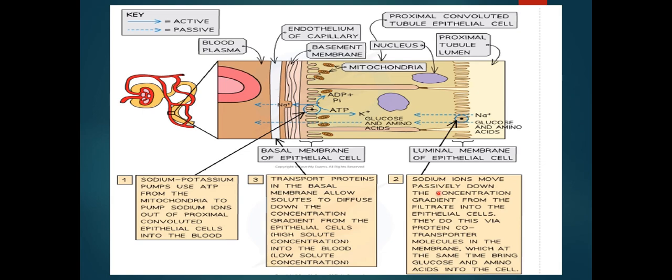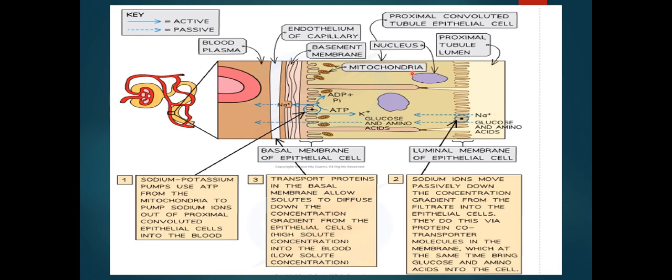So therefore, what is happening here is that from the lumen of the proximal convoluted tubule, the sodium ion is going to move inside these cells of the proximal convoluted tubule, right? But this is going to happen through a co-transporter, and due to the co-transporter, it's going to bring glucose or an amino acid into the cell with it. So it's not going to transport alone, but it's also going to transport with another molecule, which is either going to be a glucose or an amino acid.